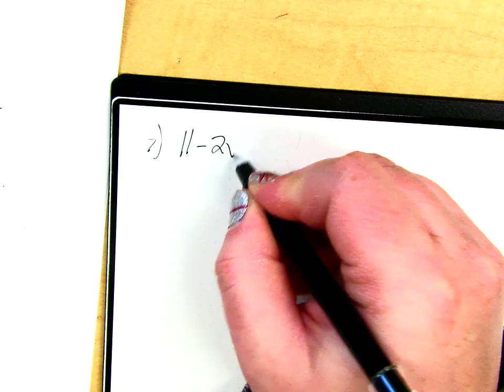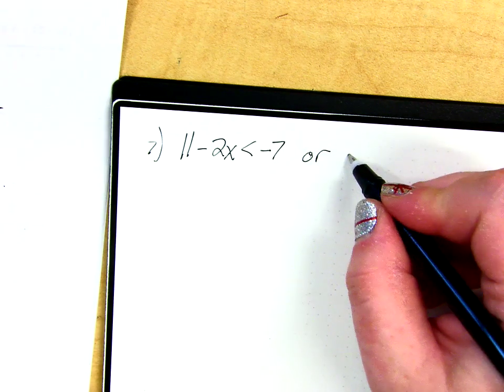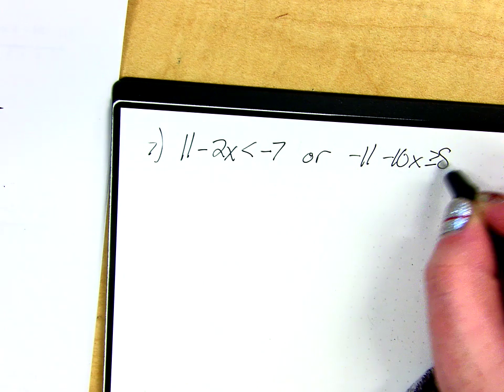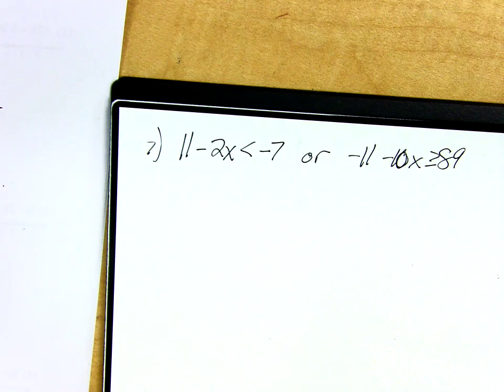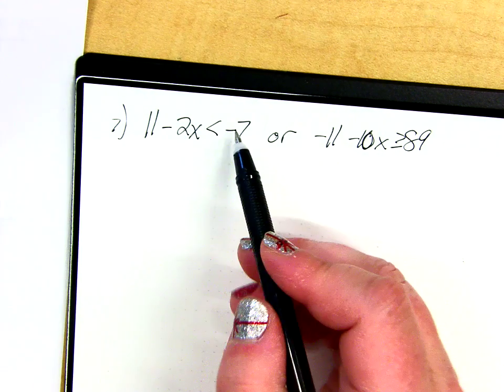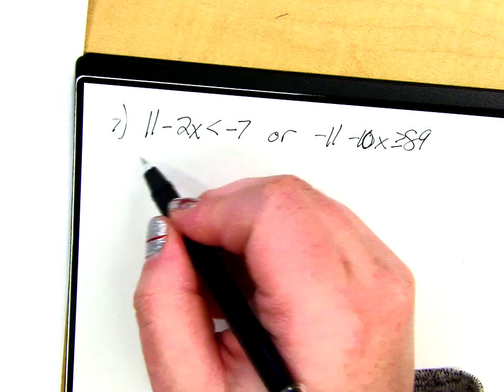11 minus 2x is less than negative 7, or negative 11 is greater than or equal to 89. Okay. So, or problem, I'm just going to solve each one separately. So I look over here. What would I do first, guys? Subtract 11. Correct.